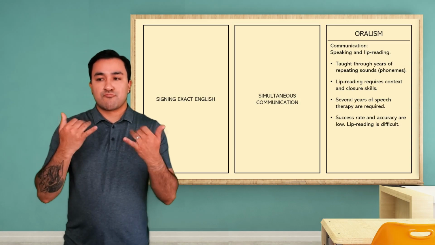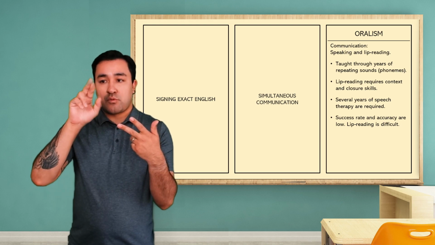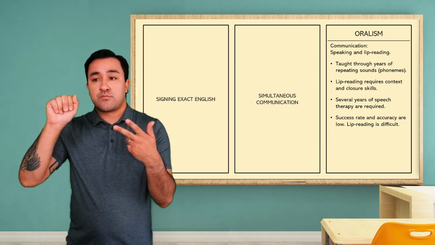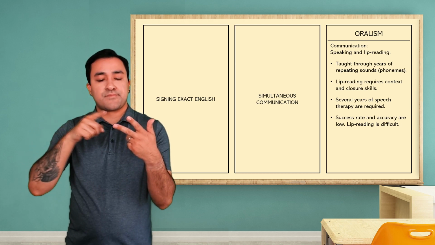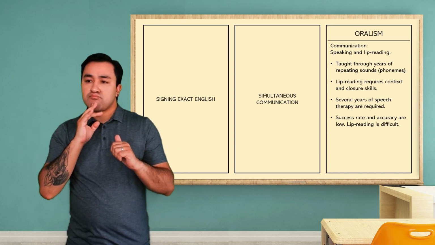The final method of communication we will cover this year is called oralism, or the oral method. Again, the name conveys what the focus of the method is. Oralism is when a deaf person learns how to speak and read lips.